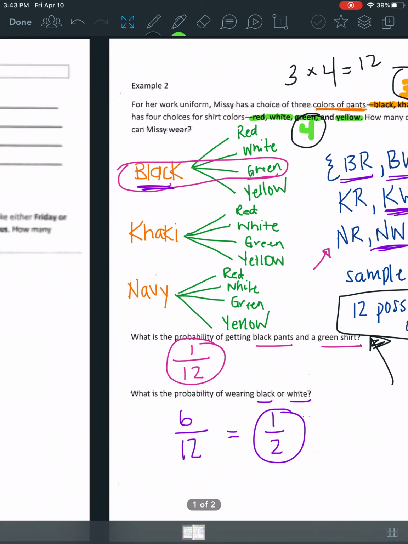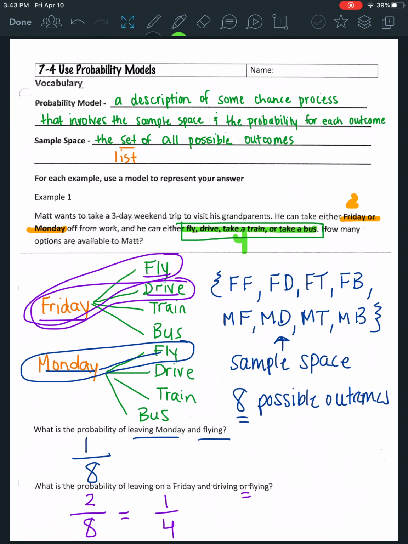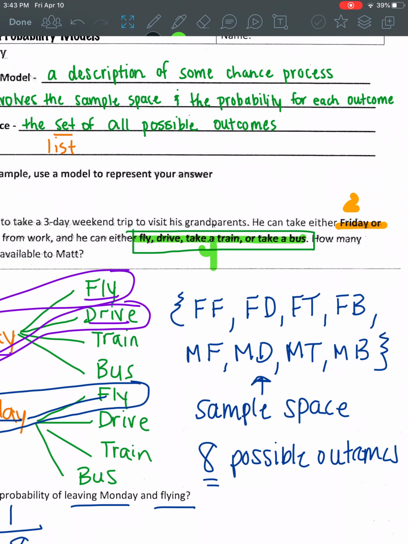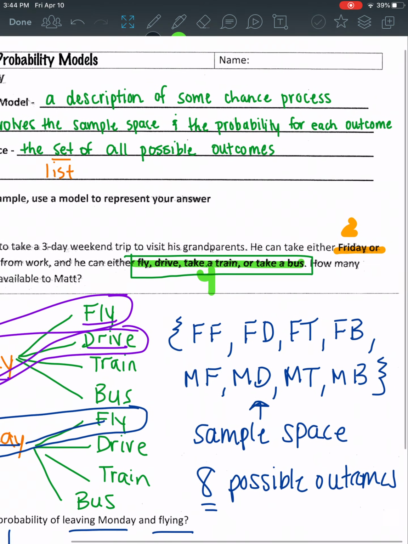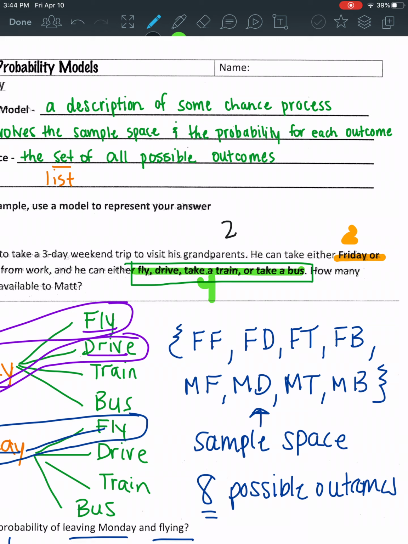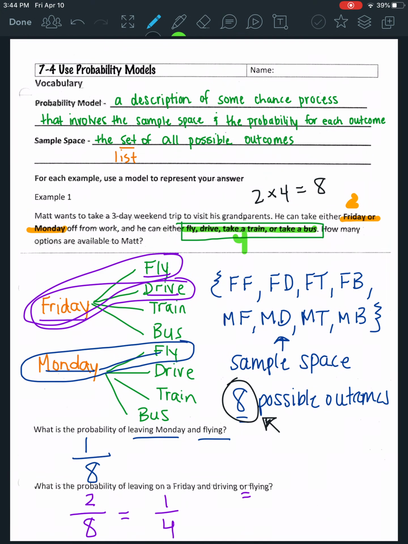Let's flip to the first page real quick. We'll do this here as well. So the first event was choosing Friday or Monday. That was 2 possible outcomes for that one. The second event was how are we getting there? Fly, drive, take a train, or take a bus. That's 4 possible outcomes. We multiply them. That gets 8. And look at our possible outcomes here, 8. So that's a way to find total possible outcomes. That way doesn't actually tell us what all the outcomes are.